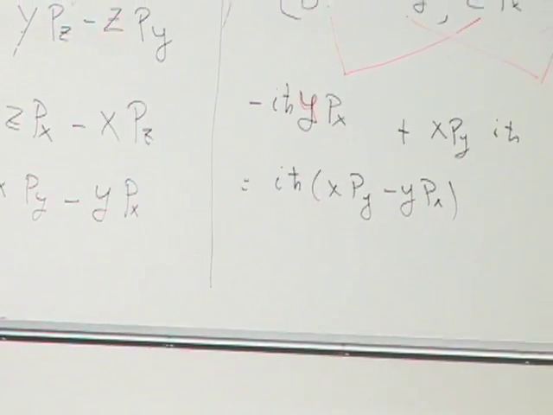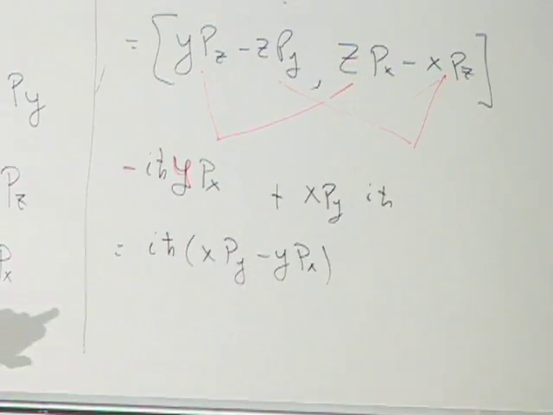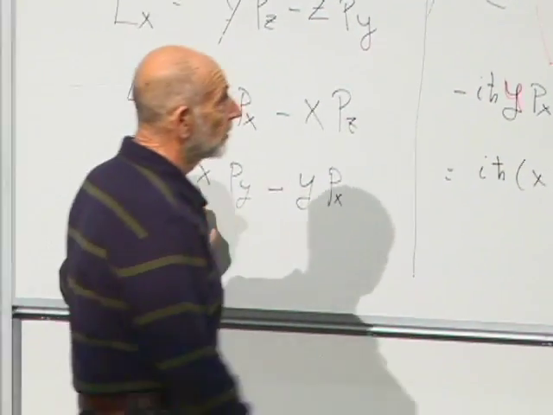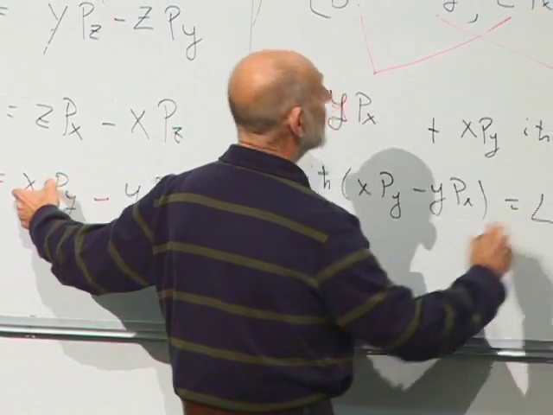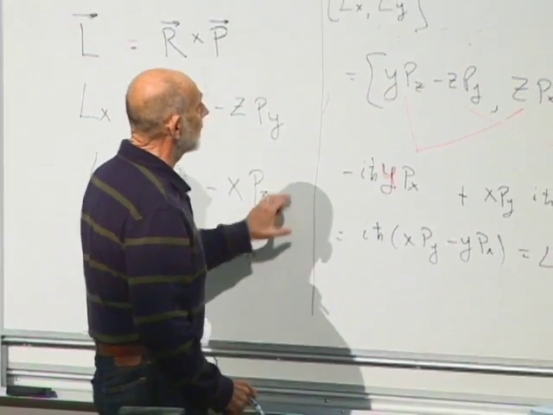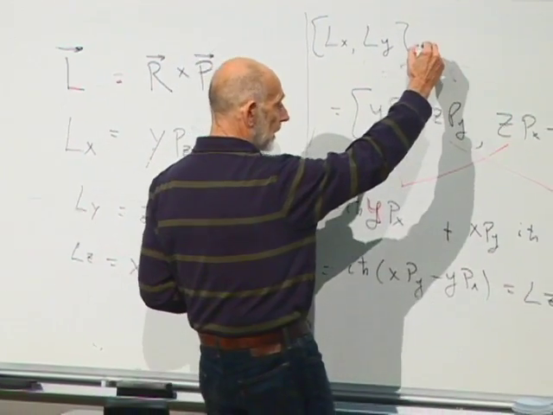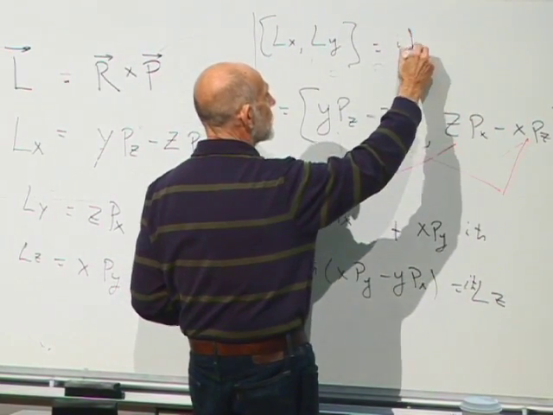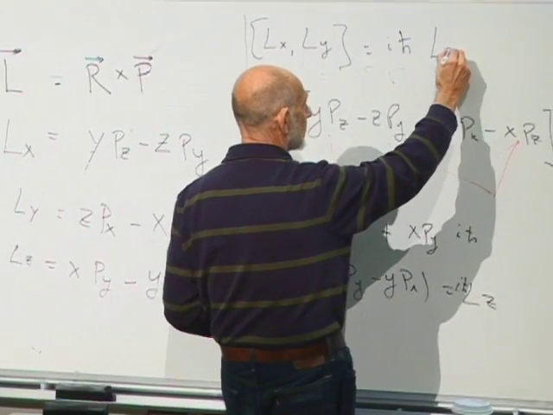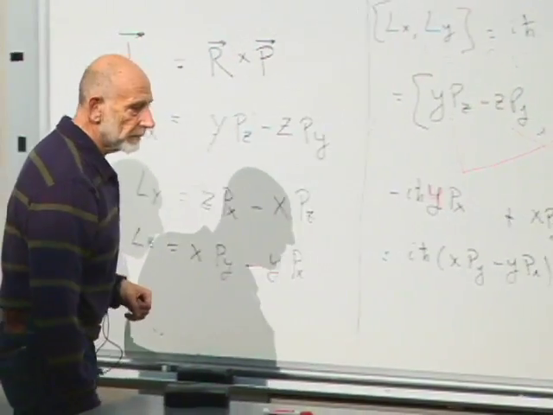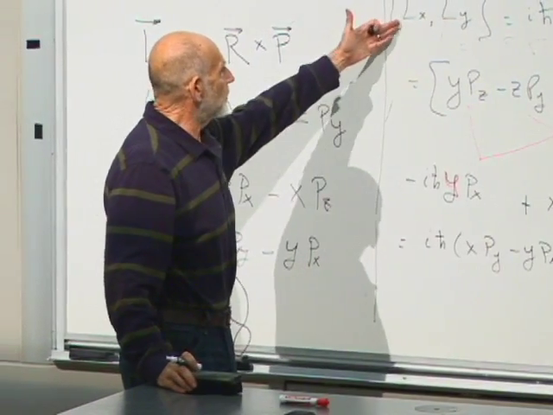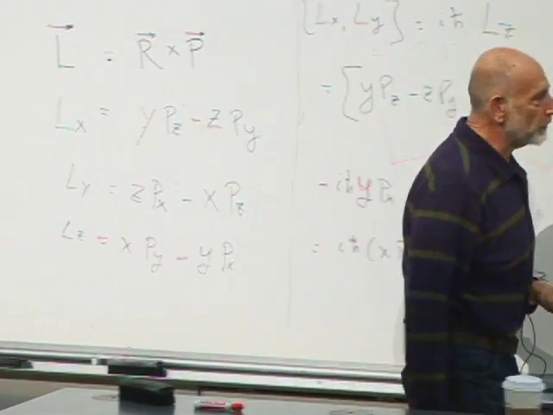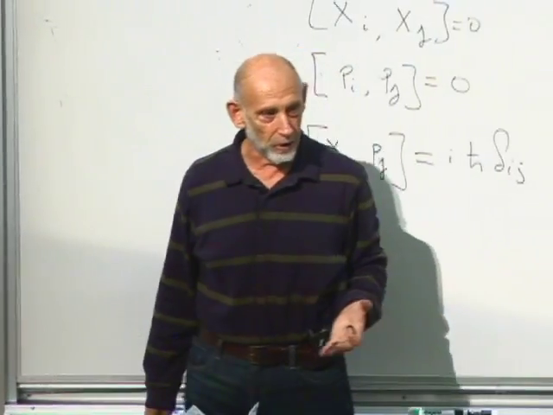Whole bunch of mumbo jumbo, but nevertheless, it's very effective. XPY minus YPX is LZ. So we've learned that the commutator of LX with LY is just iħ LZ. That's kind of pretty, that when you commute two components of the angular momentum, you get back another component of angular momentum. You don't have to remember anything about P's and X's anymore.